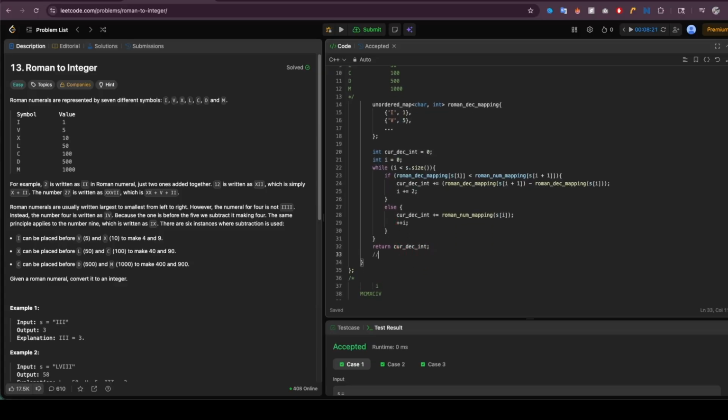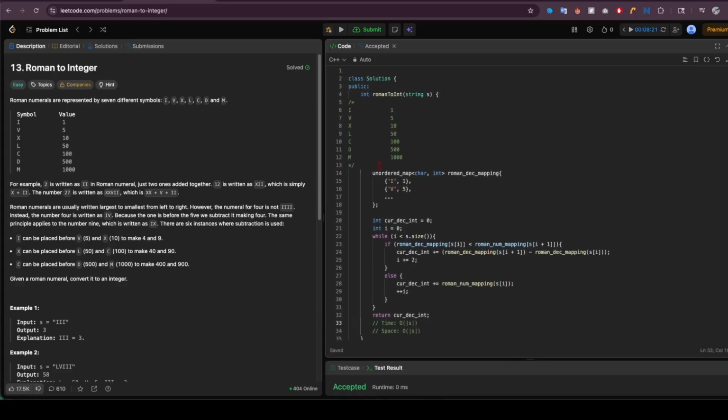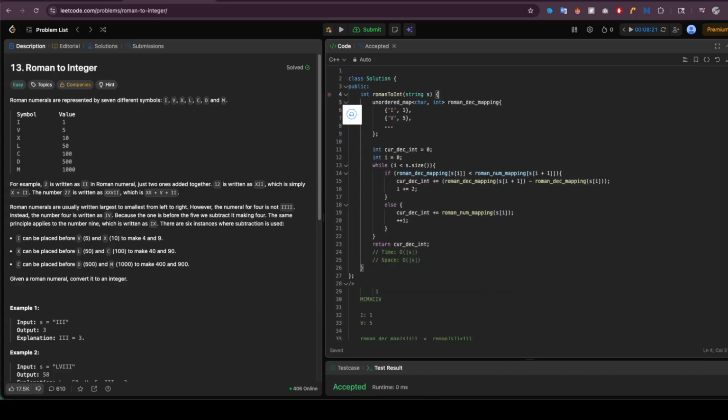For the time complexity, we have O of n, with n the length of s. For the space complexity, we don't use any additional space right here, so the space complexity should be constant, equal to O of 1. And the topics for this one are string and hash map.